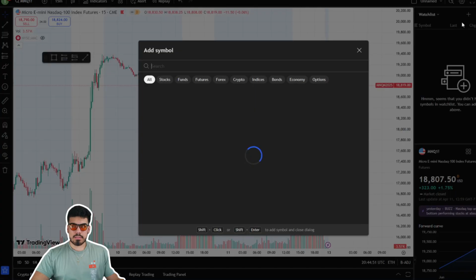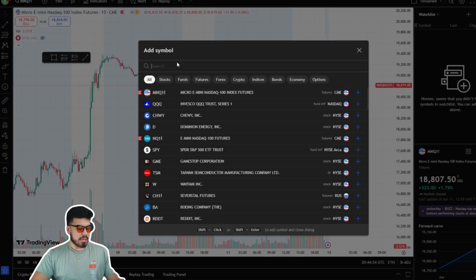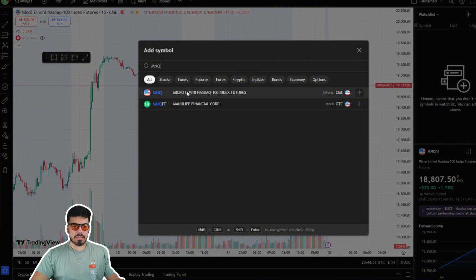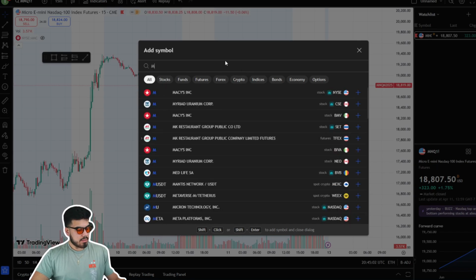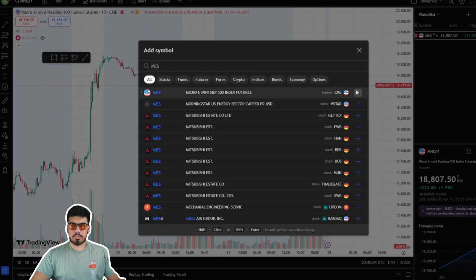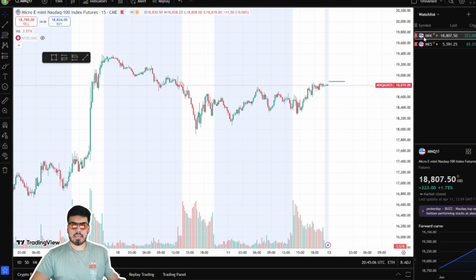Next, you click the plus, add symbol. You're gonna type in MNQ. Click the American flag. You're gonna press it. It's gonna be like an add button right there. Then you click MES. You click the plus. Okay, now you have MNQ, MES, very simple. MNQ means NASDAQ. MES means S&P 500, okay?